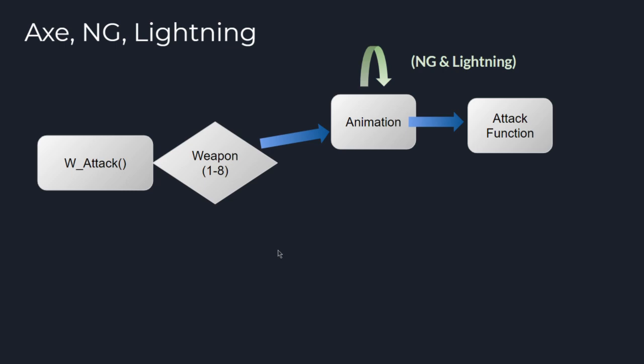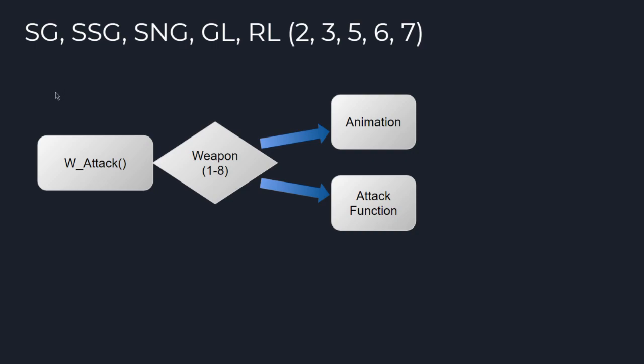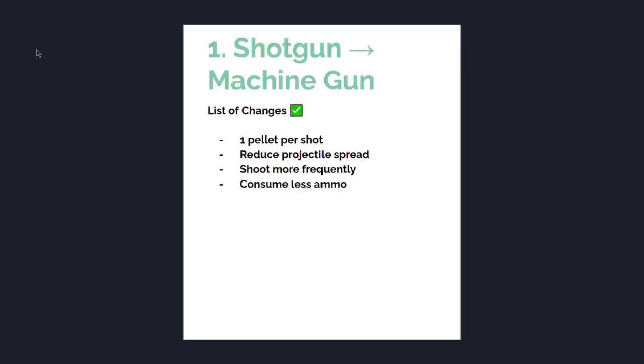So for today's demonstration, I'm just going to use the shotgun, which is the easiest way to go about that. So I'm going to turn, here, I'll get to our project. We're going to turn the shotgun into a machine gun.